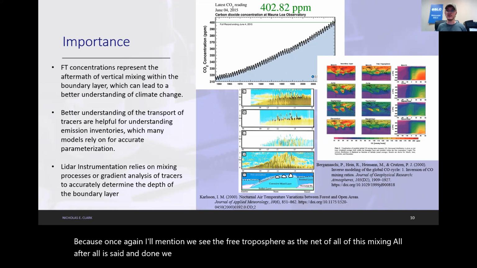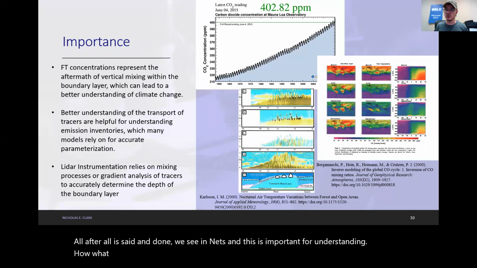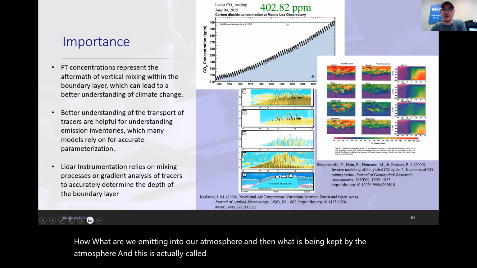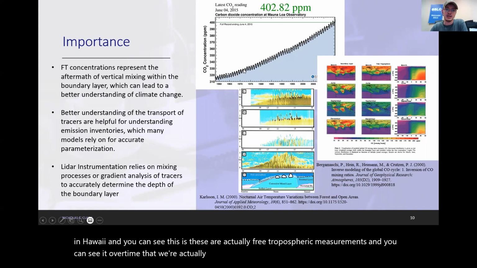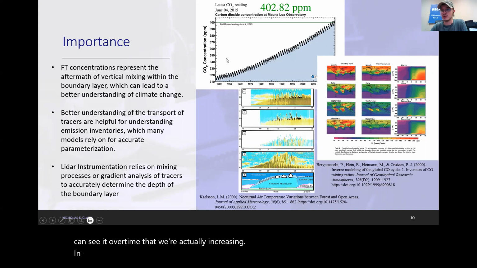And this is important for understanding what we are emitting into our atmosphere, and what is being kept by the atmosphere. This is called the Keeling curve, from the Mauna Loa Observatory in Hawaii. These are free tropospheric measurements, and you can see over time that we're increasing in CO2. And CO2 is also a trace gas.